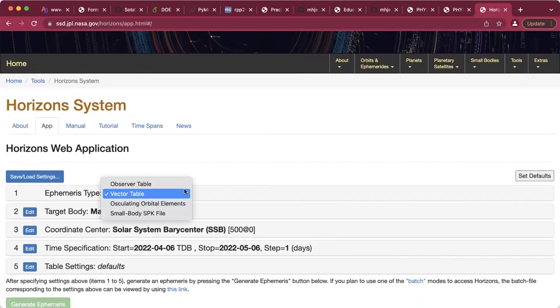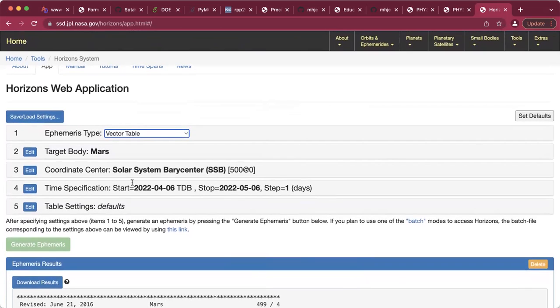Now, this table produces data in different types. So you should go to the vector table. And in our case, we are going to look at the sun as our center. So when it says coordinate center, that is going to be the sun here. When you then click on generate, that's going to give you the initial velocities and positions of the planets at a given time. So you can actually specify the start time here. So if you want to, you could find the position of the planets when you were born. That's just an example.